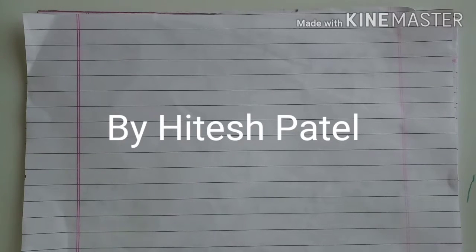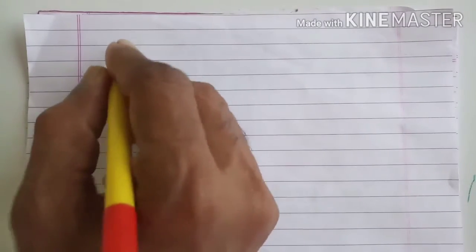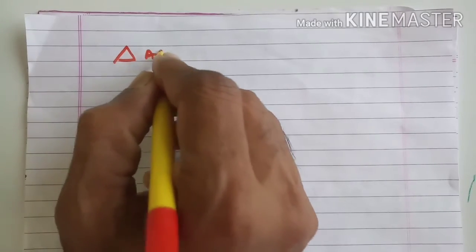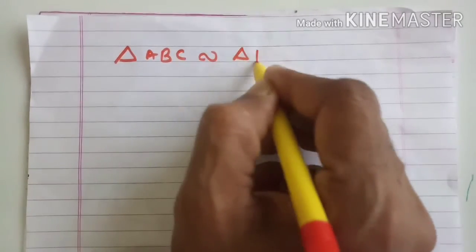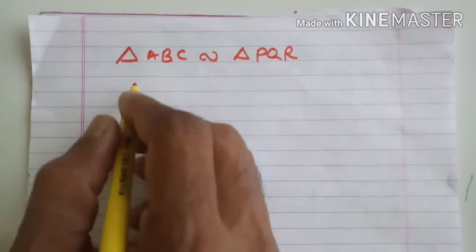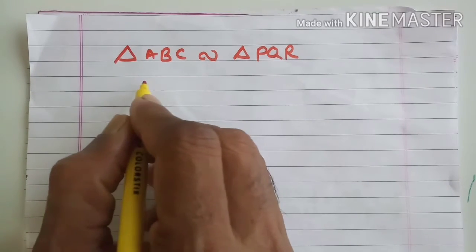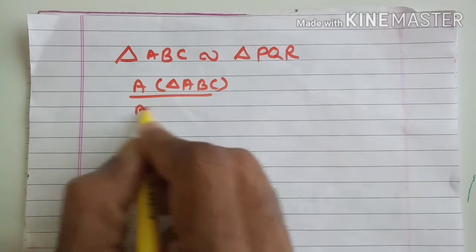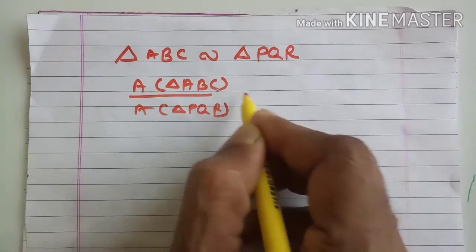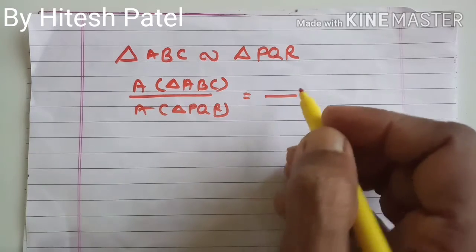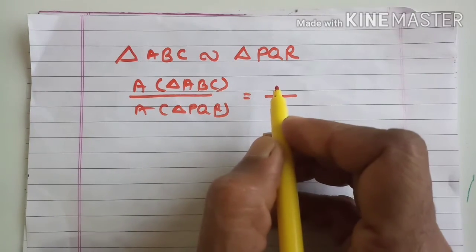In the last video, we studied the theorem of area of similar triangles. According to this theorem, if two triangles are similar, triangle ABC similar to triangle PQR, then the ratio of the areas of the two triangles, that is area of triangle ABC upon area of triangle PQR, is equal to the ratio of the squares of their corresponding sides.